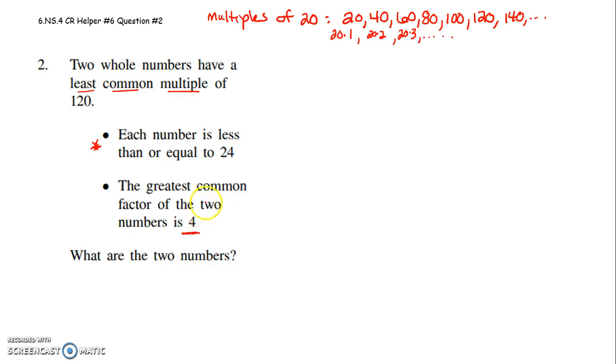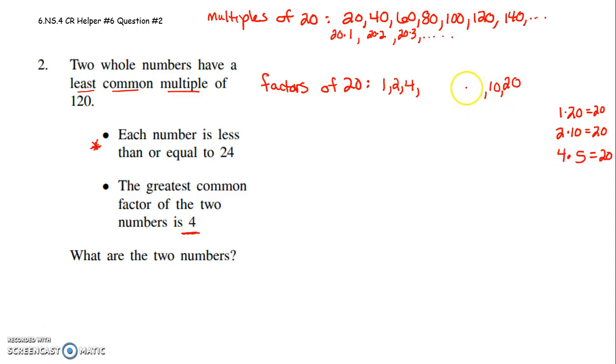Okay, greatest common factor. Let's just look at our factors of 20. And I'm just randomly choosing 20 just to make sure that you understand what a factor is. So the factors of 20 would be 1 and 20, because 1 times 20 is 20. 2 and 10 would be factors of 20, because 2 times 10 is 20. Okay? 3 doesn't go into 20. 4 does. 4 times what is 20? Oh, 5. So 4 and 5 are factors of 20.